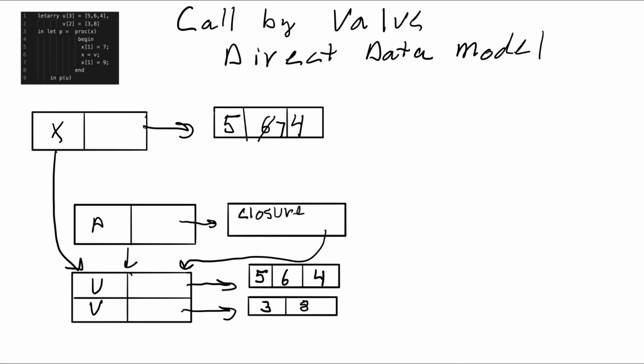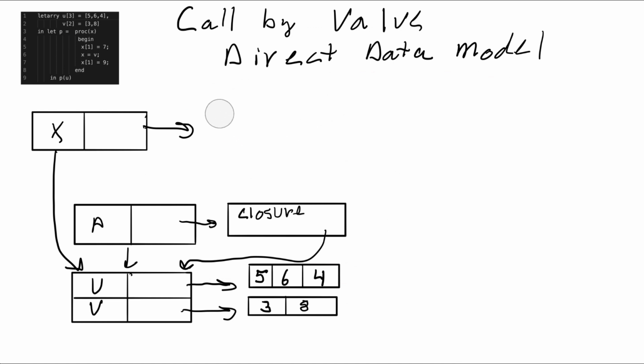So we'll take this 6 out and replace it with 7. Then we will set X equal to V. So we'll look up V and we'll see this. Now we have to decide what it means to set one array equal to another array. In this direct data model, there are different ways they can do it. One, they could just copy the values of the array into there, or they could erase this array from memory and create a new one that's equal to this one. We'll do that second way right there.